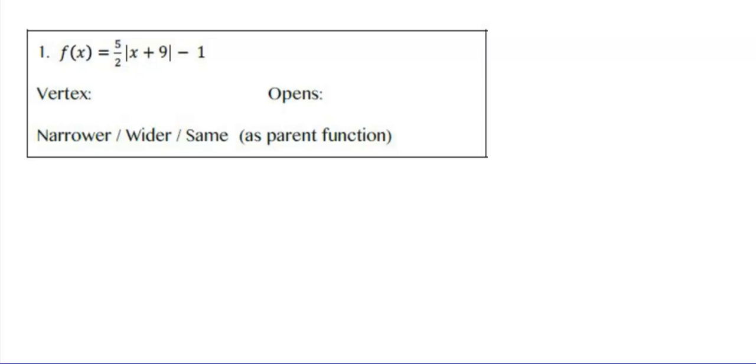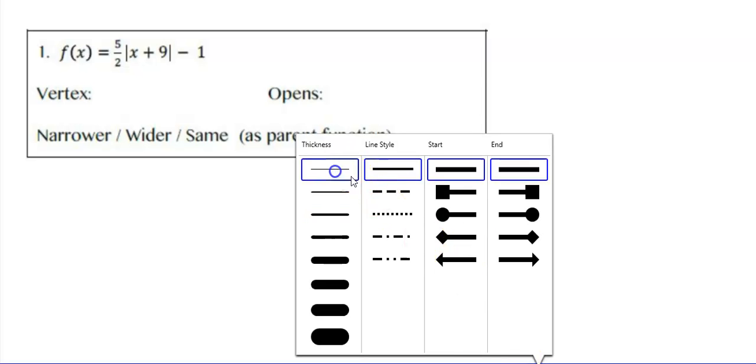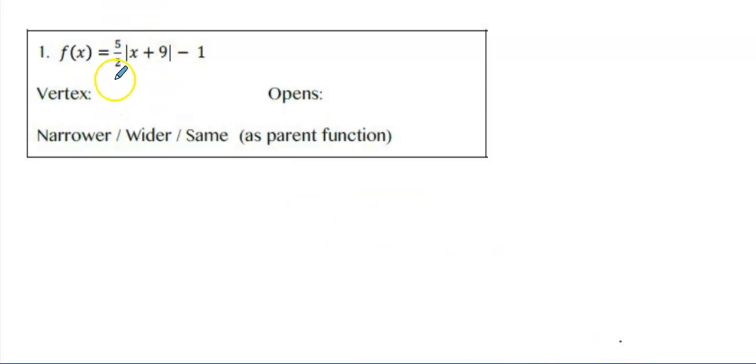So, the vertex is at, if I set x plus 1 equal to 0, I would see that my x value is negative 1, and my y value is negative 9. It is a positive a value, so it opens up.